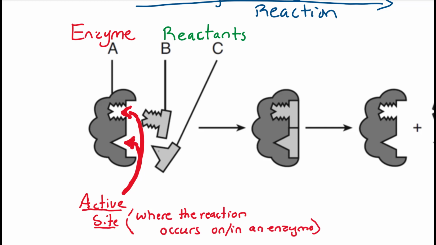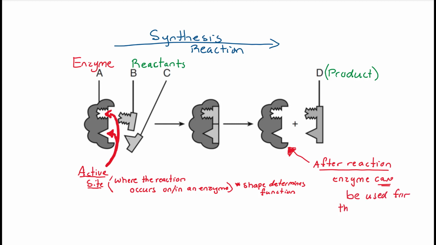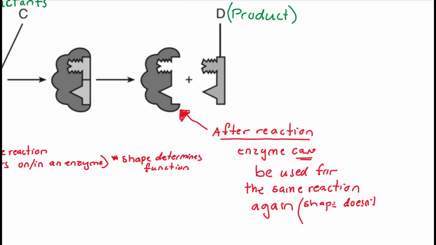And the active site, you could tell, has a very specific shape, and it's made for only one very specific reaction. Therefore, each enzyme only carries out one reaction. And after that reaction, you could see the active site did not change. The shape is the same, therefore the enzyme could be used again. Enzymes are reusable.